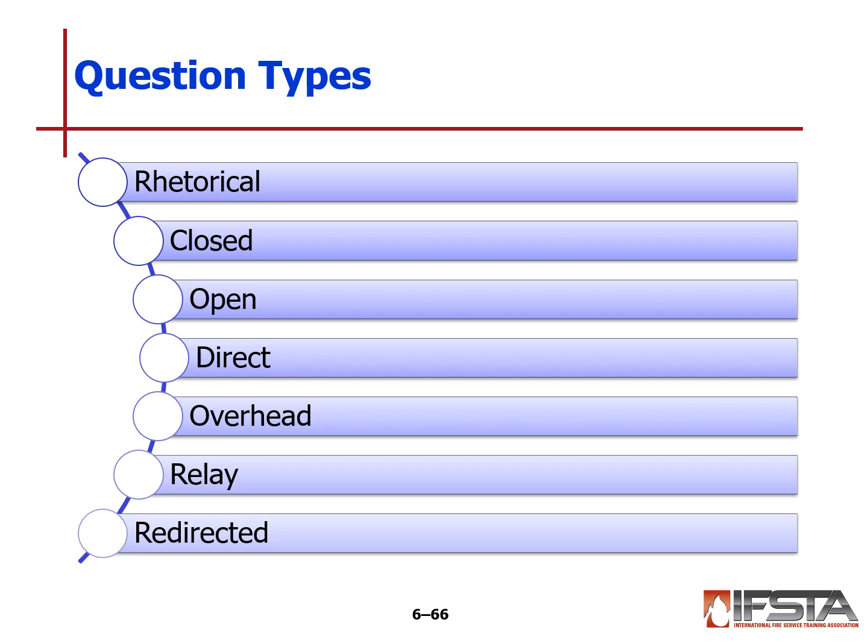The next question type is relay. Instead of answering a student's question, the instructor asks the rest of the class to answer the question. Relay questions are a good way to open a discussion or stimulate interest, but instructors should avoid this technique if they do not know the answer. In these circumstances, it's better to say, "I don't know," and maybe we as a class can learn the answer together. And the last is redirected.